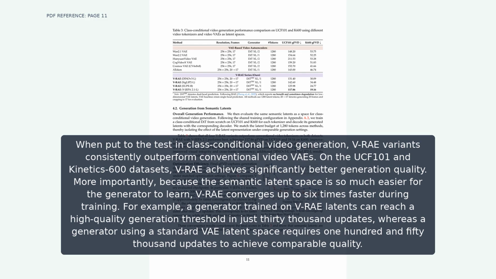When put to the test in class-conditional video generation, V-RAE variants consistently outperform conventional video VAEs. On the UCF 101 and Kinetics 600 datasets, V-RAE achieves significantly better generation quality. More importantly, because the semantic latent space is so much easier for the generator to learn, V-RAE converges up to 6 times faster during training. For example, a generator trained on V-RAE latents can reach a high-quality generation threshold in just 30,000 updates, whereas a generator using a standard VAE latent space requires 150,000 updates to achieve comparable quality.